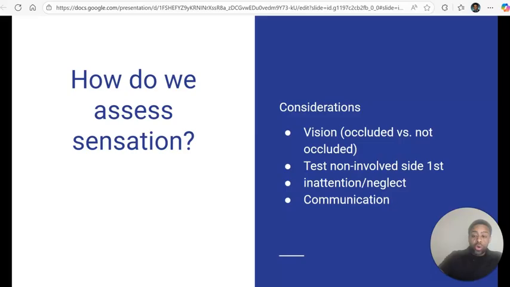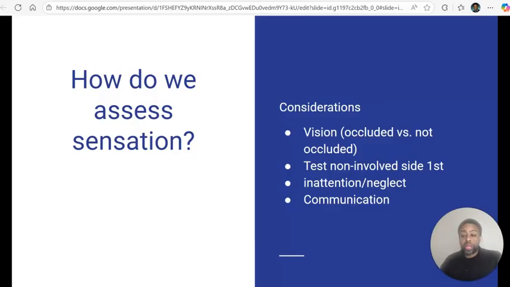All right, so how do we assess sensation? It's important to assess with vision occluded or covered. The reason for that is that we don't want the person to rely on their visual feedback to give us an answer. We want to assess truly whether or not a person's sensory capacities are intact. If they are looking at the test being done, they likely won't be giving us a true response.